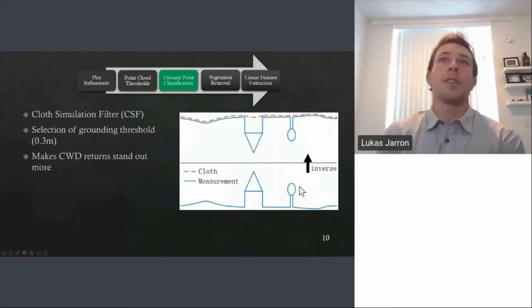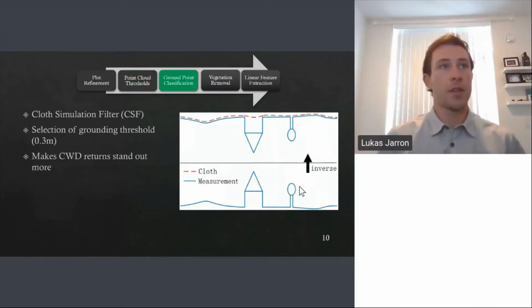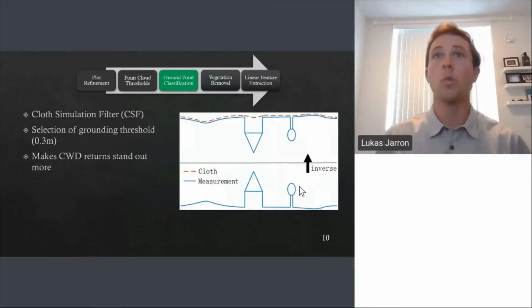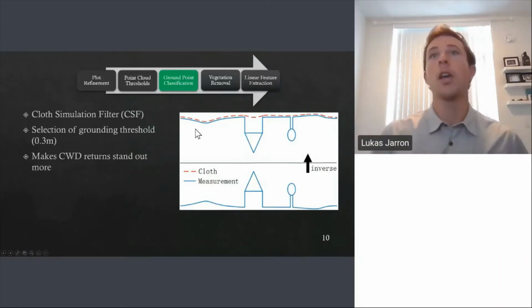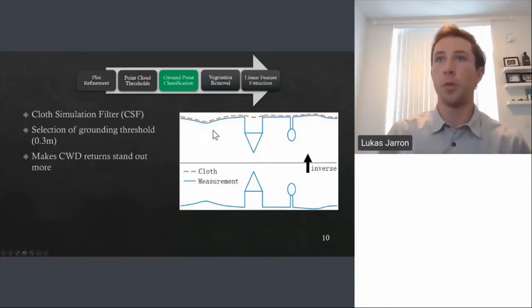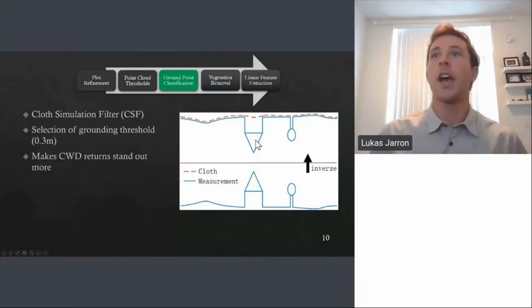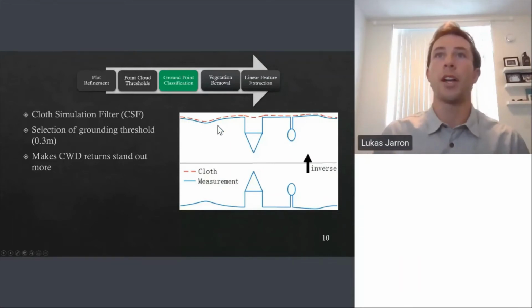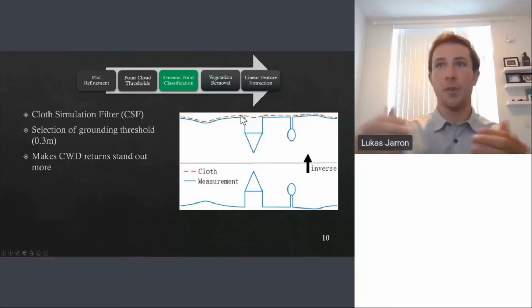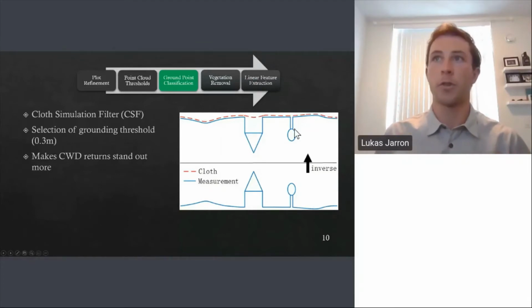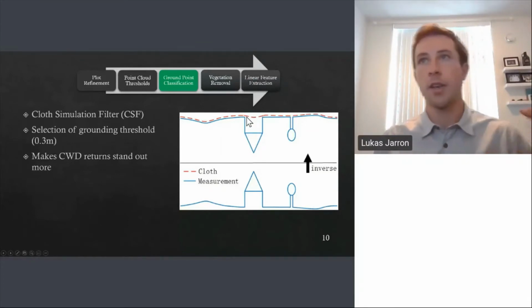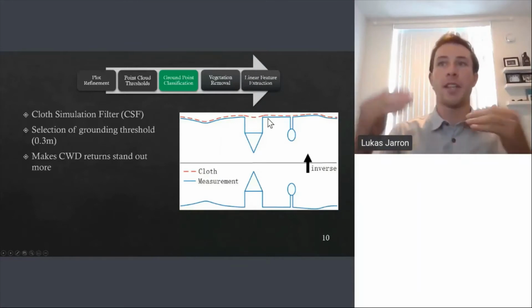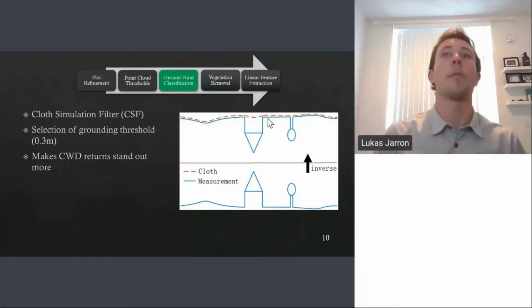So the next step was establishing a proper ground point classification. I chose to use the cloth simulation filter, which is demonstrated on the right here. If you can imagine, the blue line is the LiDAR points. It essentially flips the point cloud upside down, and the red line represents a simulated cloth. Anything that deviates too far from the cloth, like this house, wood or tree, it simulates the ground to be there and makes the house or tree stand out a lot more.